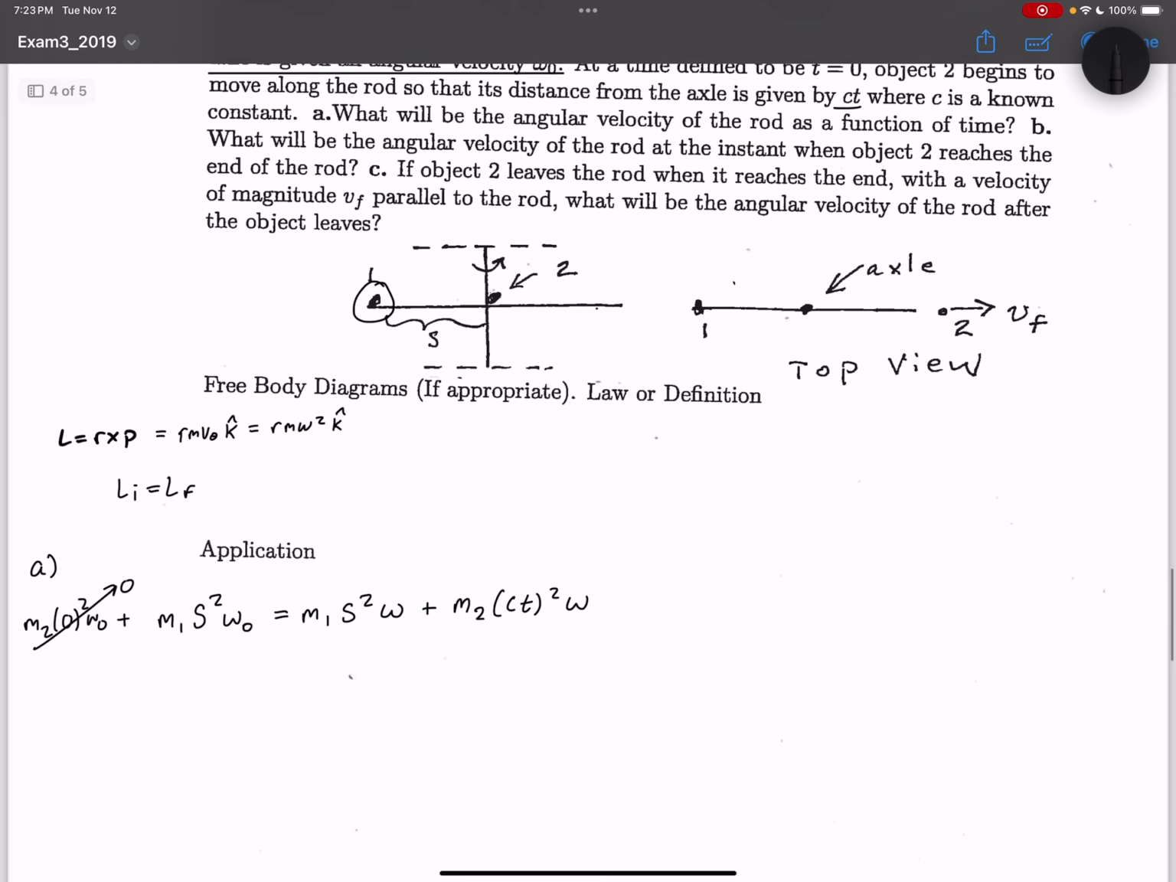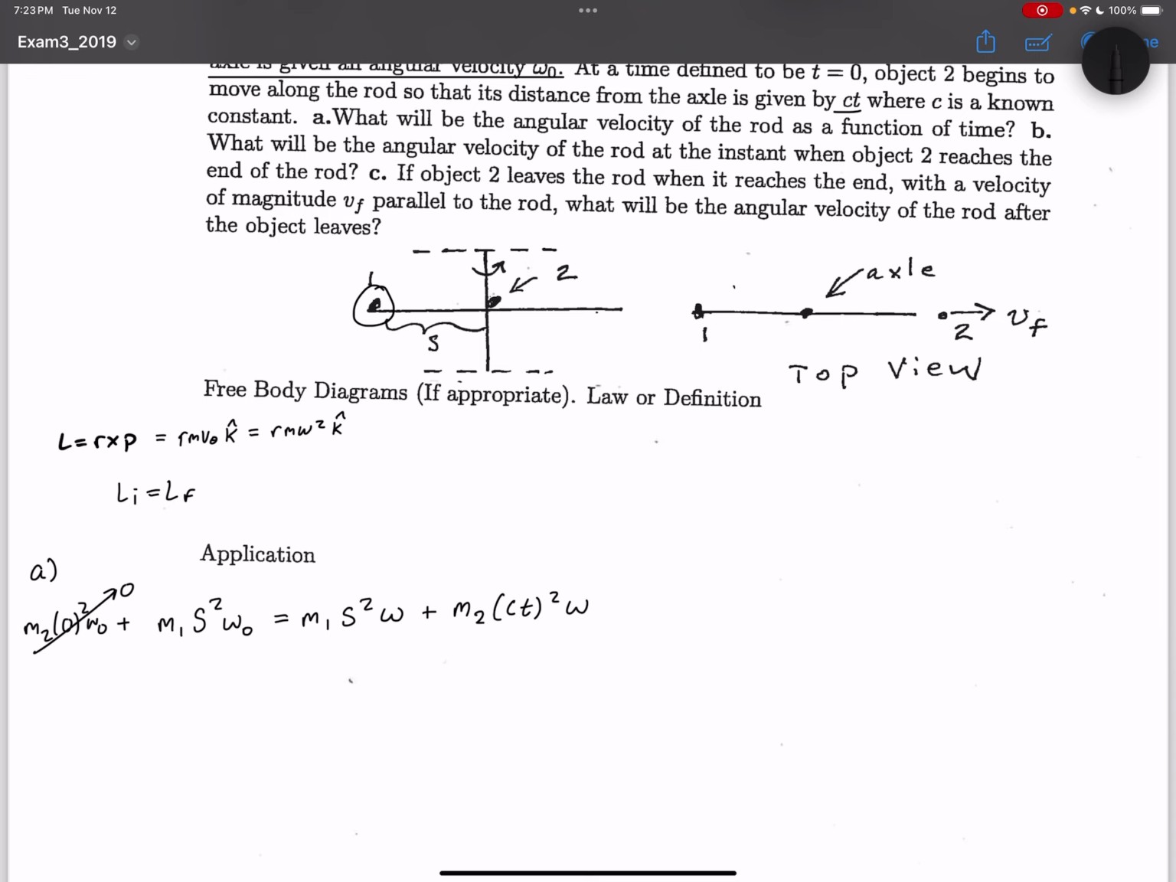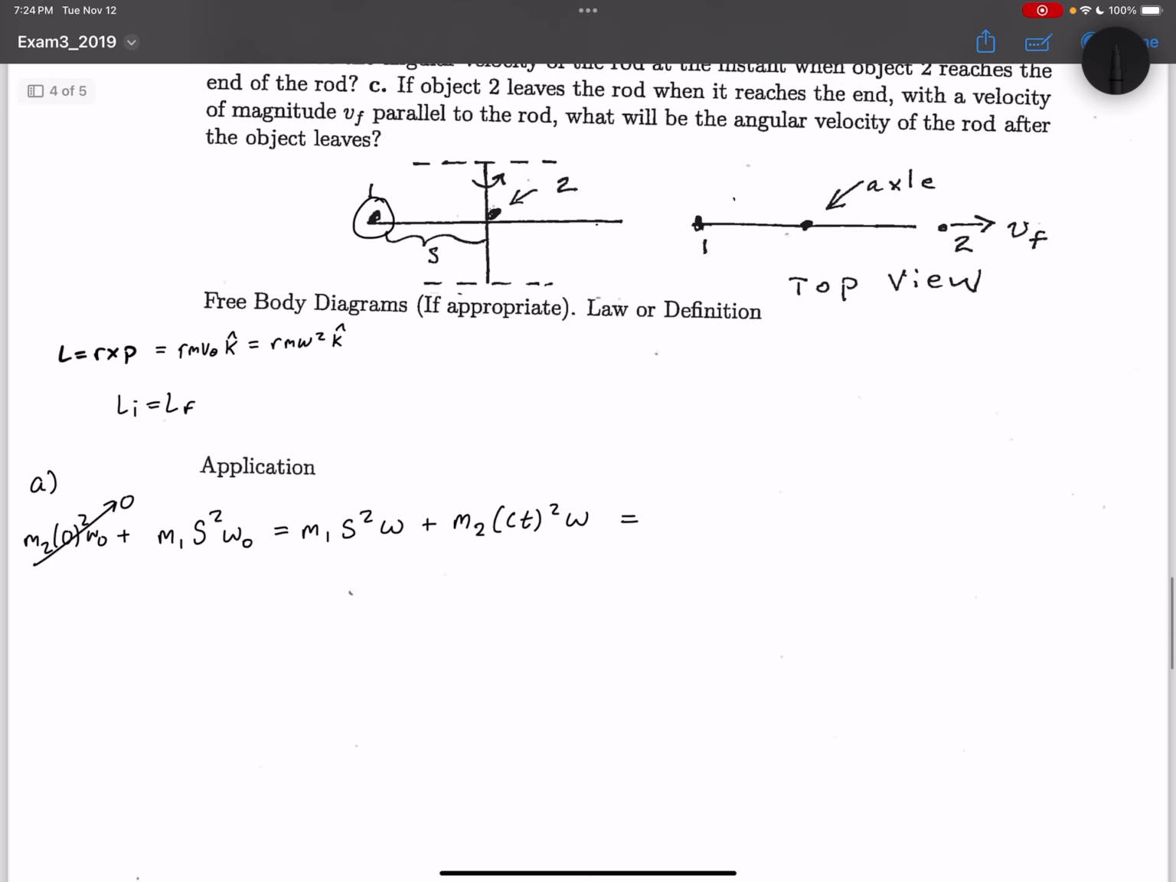Part A is asking for the angular velocity of the rod as a function of time. So we just solve for the angular velocity of the rod from this new angular momentum. We do m1 s squared omega naught over m1 s squared plus m2 c squared t squared, and that equals omega.